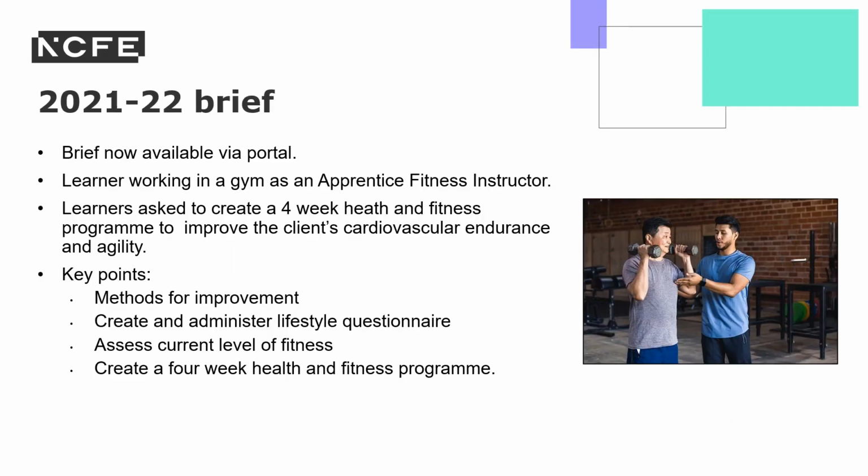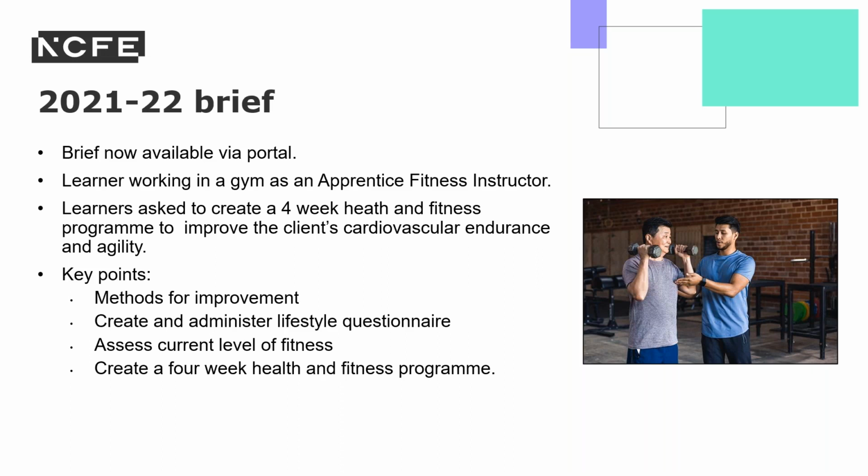This year's project, the 21-22, is scenario-based, and it's based on the learner working in the gym as an apprentice fitness instructor, and they are asked to prepare a program for one of the current clients to improve their CV endurance and agility. The key points that need to be considered are methods to improve.